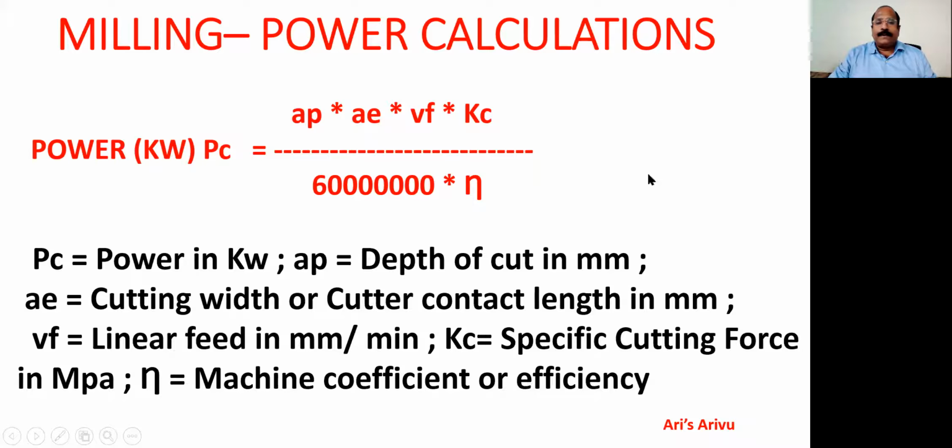Now let us come to power calculation. In milling, the power in kilowatts equals Ap, the depth of cut, times Ae, the contact length of the cutter, that is, what percentage of the cutter diameter is engaged at any point of time, times the linear feed in mm per minute, times Kc, the material constant for specific cutting force, divided by 60 crore into efficiency. So this is the formula.